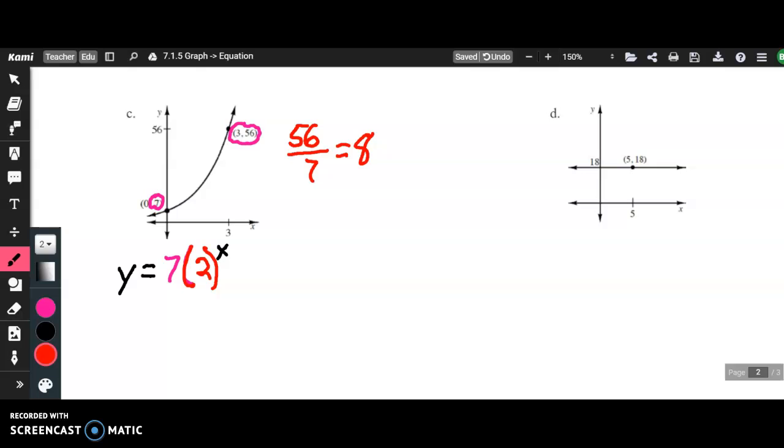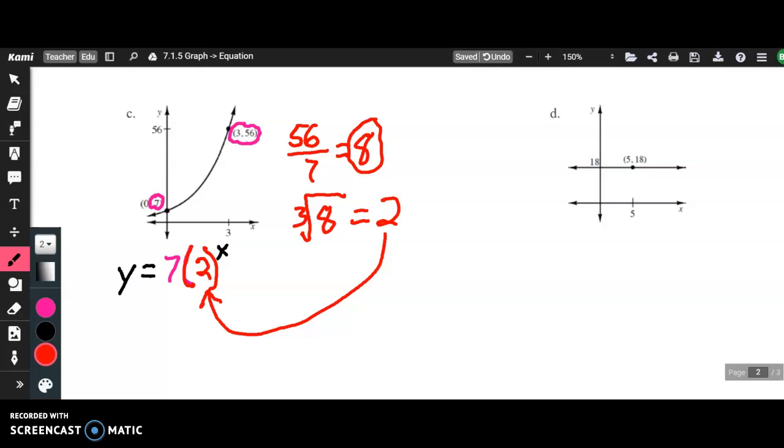Now here's where it gets a little bit tricky, because I need to turn this 8 into a number that I can multiply by itself 3 times. So I'm going to take the cube root of 8. That tells me what number I can multiply 3 times to get to 8. When I do the cube root of 8, I get the number 2. So here is where my 2 comes from. If that's what you came up with, great. If you came up with something else that still works, that's just fine.